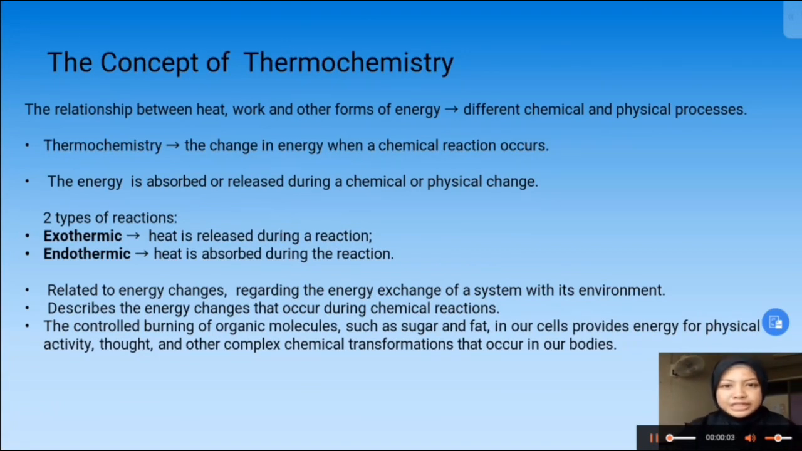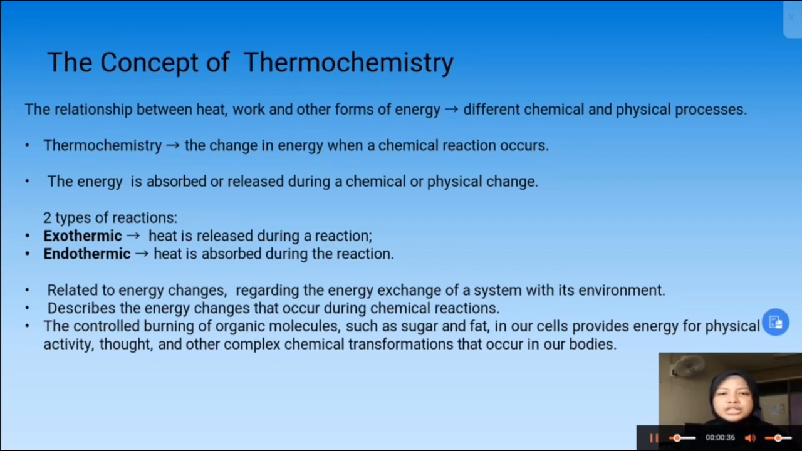about thermochemistry. So what is thermochemistry? Basically, thermochemistry is the relationship between heat, work and other forms of energy resulting from different chemical and physical processes. Thermochemistry itself is defined as the change in energy when a chemical reaction occurs. So thermochemistry is concerned with the energy, usually in terms of heat, that is observed or released during chemical or physical change.